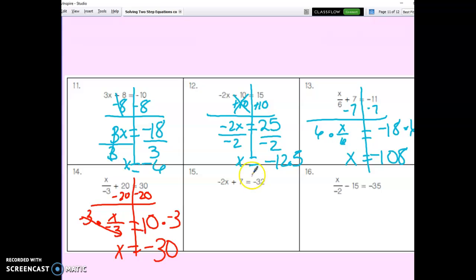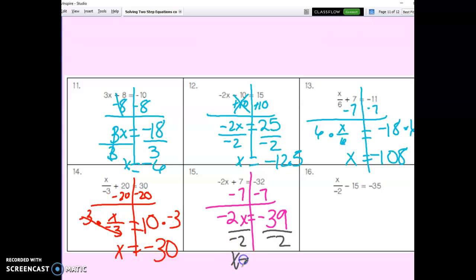Alright, here's our next one. First, subtract 7 from both sides. Leaves me with negative 2x. Negative 32 minus 7 is negative 39. Okay, then I'm going to divide both sides by negative 2. So negative 39 divided by negative 2. X equals positive 19 and a half, because negative divided by negative is a positive.